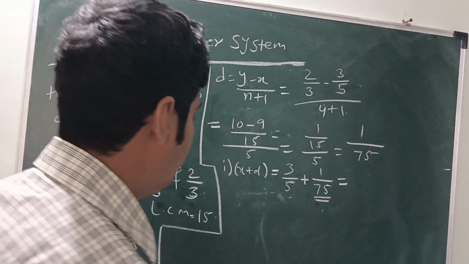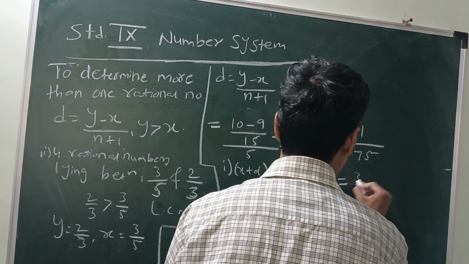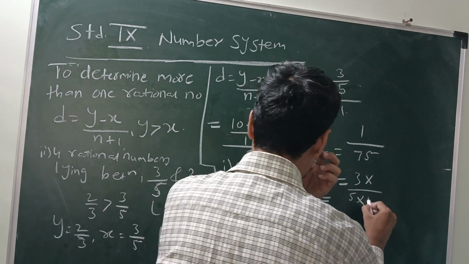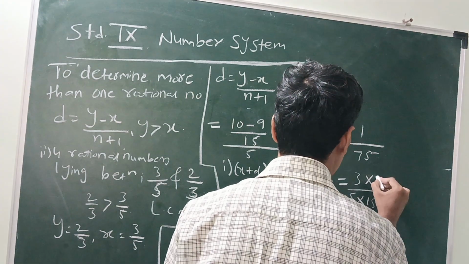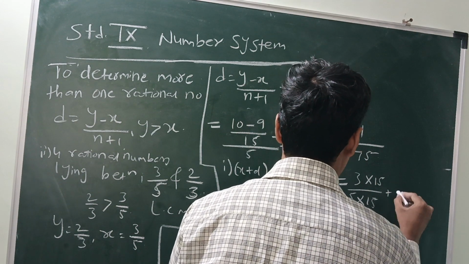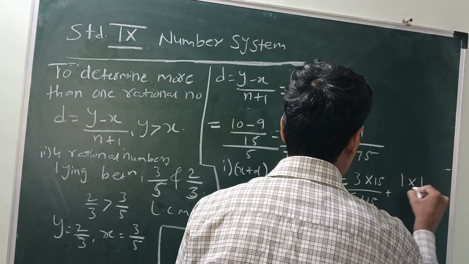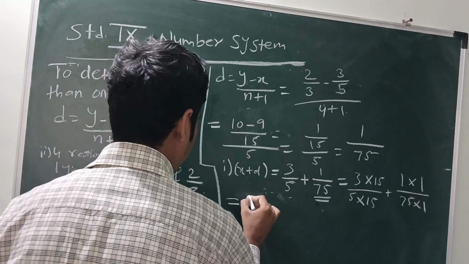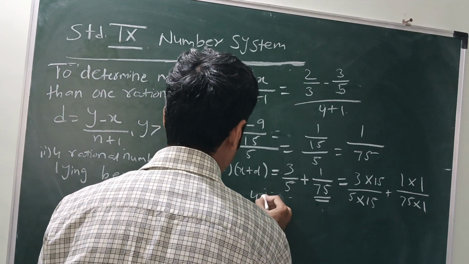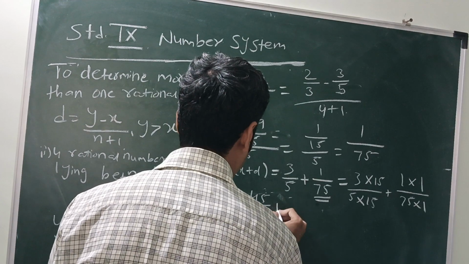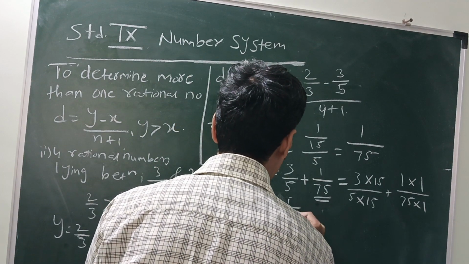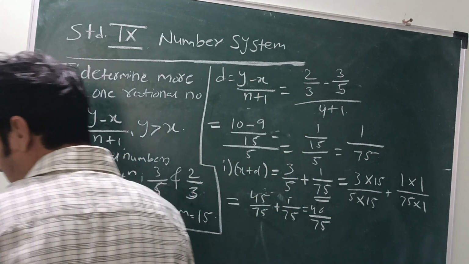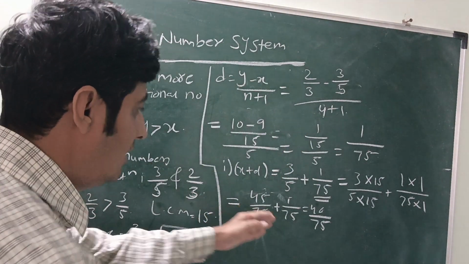The LCM is 75. Now 3 multiplied by 15 is 45, plus 1 multiplied by 1. So 45 upon 75 plus 1 upon 75 is equal to 46 upon 75. So the first rational number is 46 upon 75.